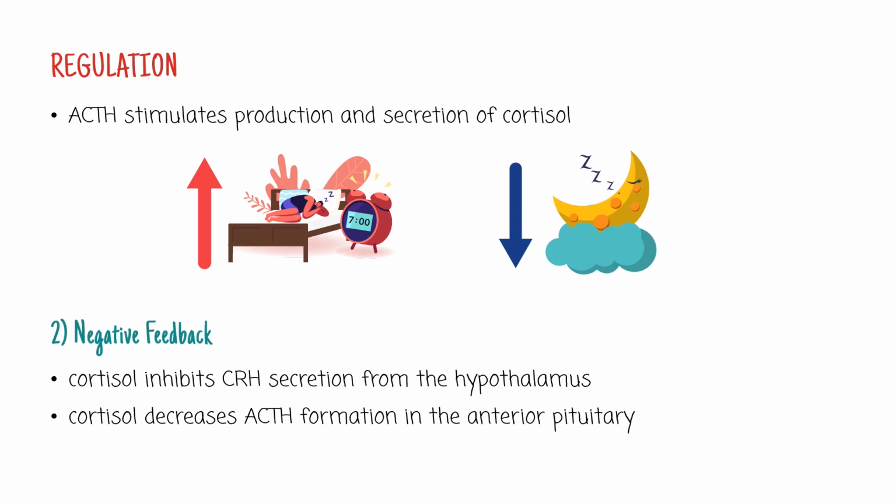Remember that the purpose of negative feedback is to ensure that we don't have too much of the hormone. So if there's a lot of cortisol, cortisol itself is going to inhibit secretion of corticotropin-releasing hormone and adrenocorticotropic hormone, and that means that there's not going to be too much cortisol, okay? Great, so this is it for cortisol.